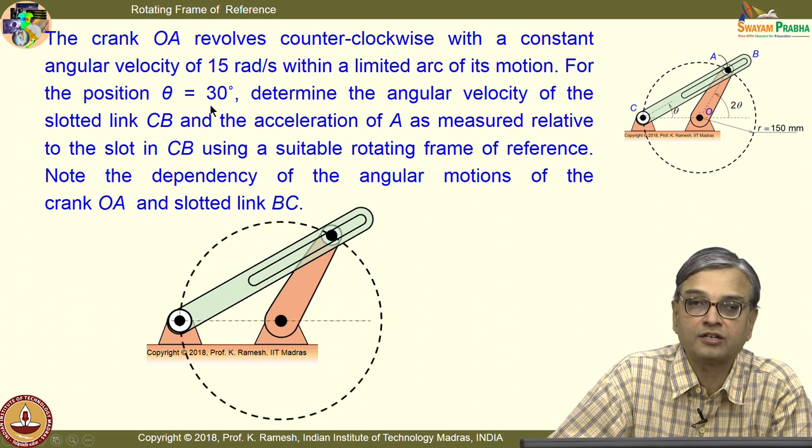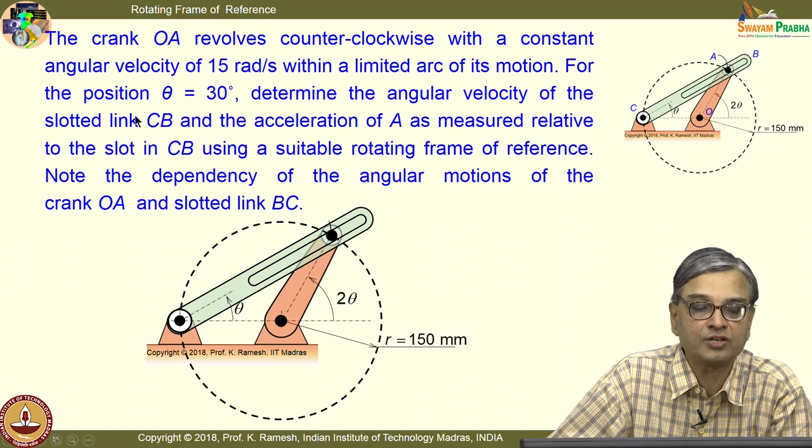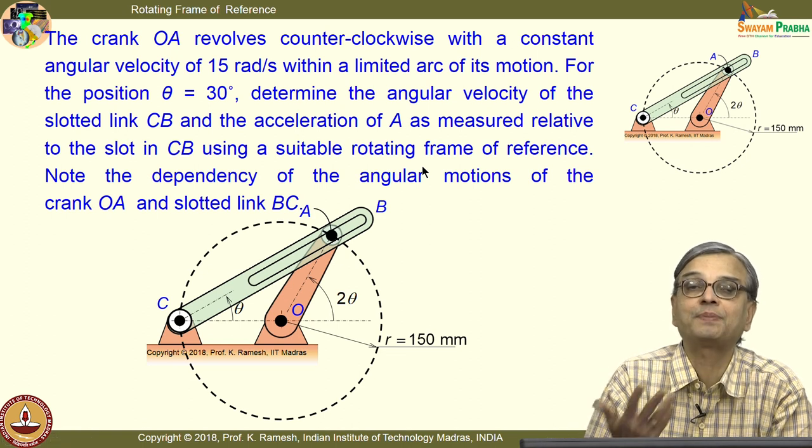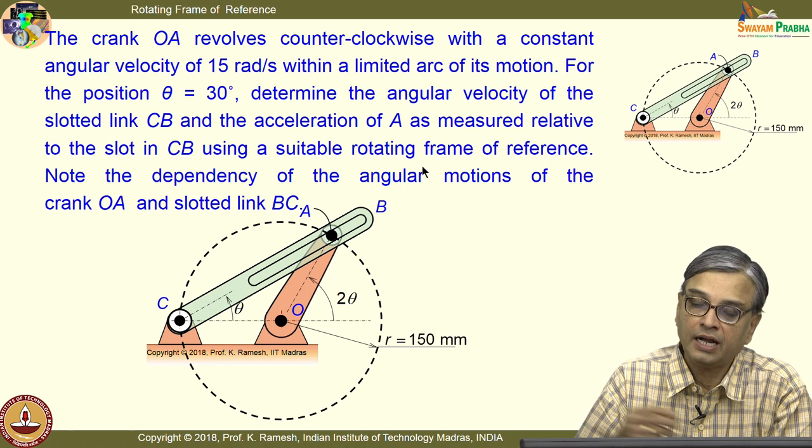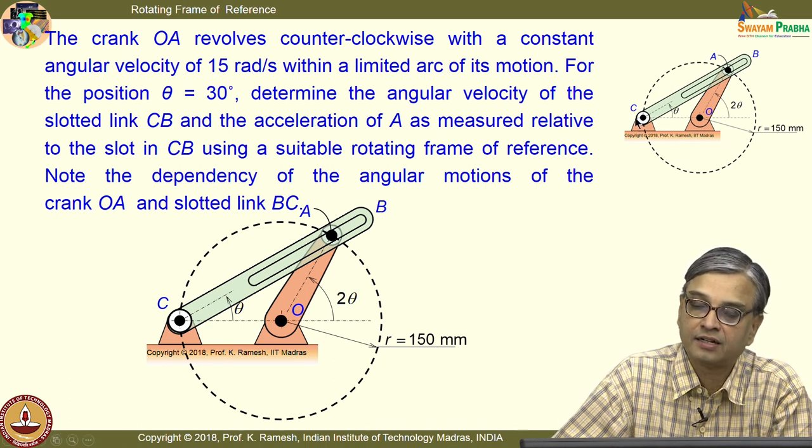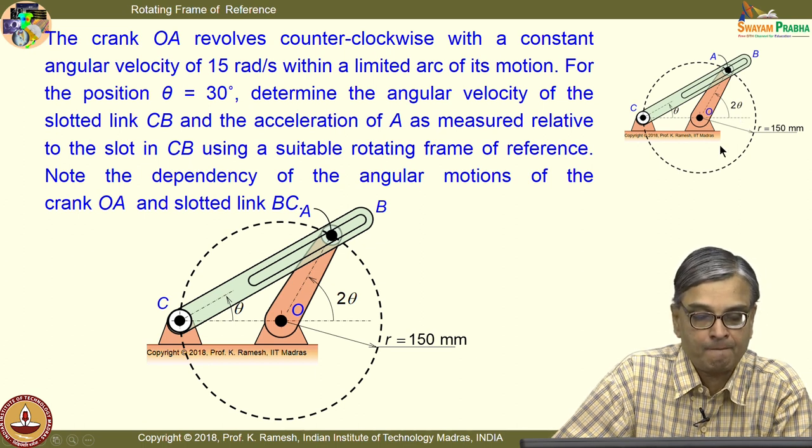For the position theta equal to 30 degrees, determine the angular velocity of the slotted link CB and the acceleration of A as measured relative to the slot in CB using a suitable rotating frame of reference. So, I have to find the relative acceleration, which is asked as part of the problem. You also have a very interesting aspect. I have this at angle theta, whereas this link is at angle 2 theta. The problem statement says, note the dependency of the angular motions of the crank OA and slotted link BC.